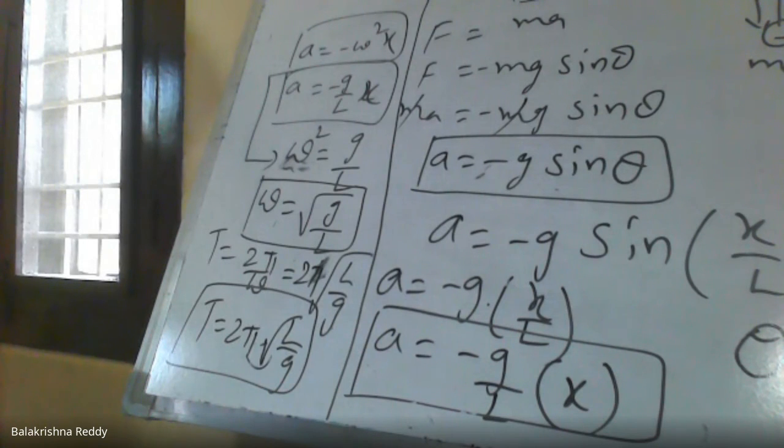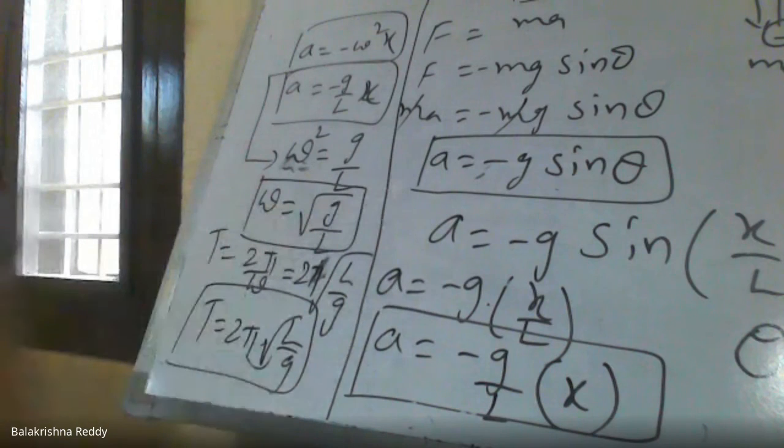Whereas for the mass spring system, T equal to 2 pi under root of m by k. For this, T equal to 2 pi under root of L by g. Got it? I hope you understood this. You can note this down also.